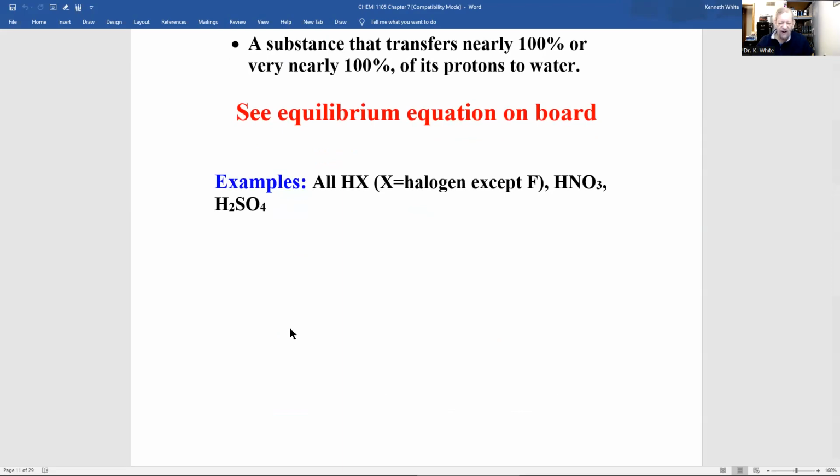strong acids are all the hydrogen halides. Now, in organic chemistry, we use X for the halogens. So an example of HX would be hydrochloric acid. Another one is nitric acid and sulfuric acid. These are strong acids. Unfortunately, a number of years ago, I was teaching an organic lab at COD.